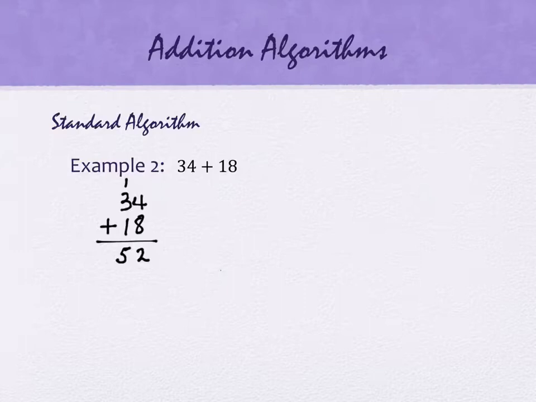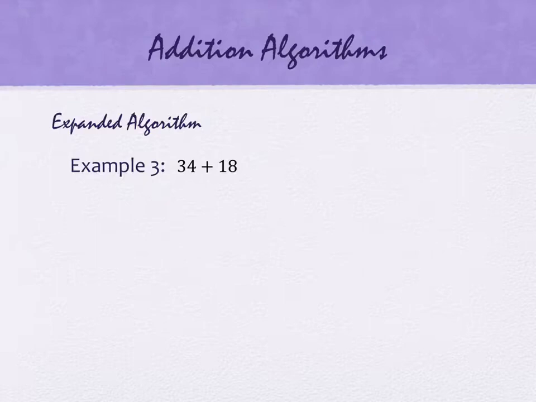There's another version that kind of blends together that concrete model and the standard algorithm, and it's called the expanded algorithm, and it looks something like this. It takes the number 34 and breaks it apart into 30 and 4, and it takes the number 18 and breaks it apart into 10 and 8. Okay? And what it does is it lines those up. I have 30 plus 4 plus 10 plus 8.